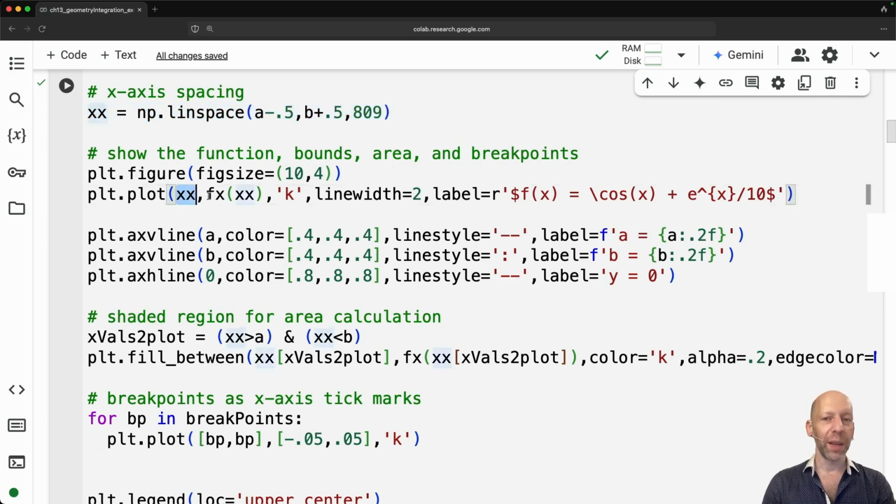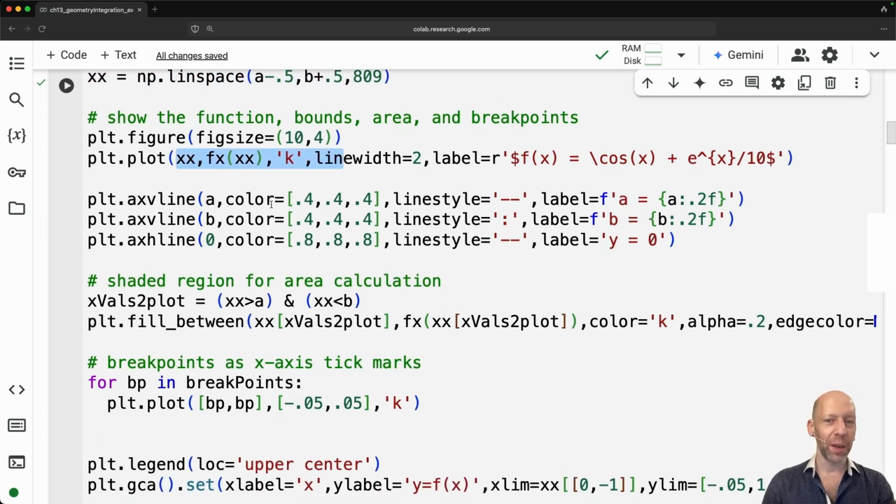So here I'm plotting the function. That's pretty straightforward. This axvline plots vertical lines, and another vertical line. So this is for the lower integration bound and the upper integration bound. This is axhline, which plots a horizontal line at y equals 0. It's going to be a lighter, dashed line.